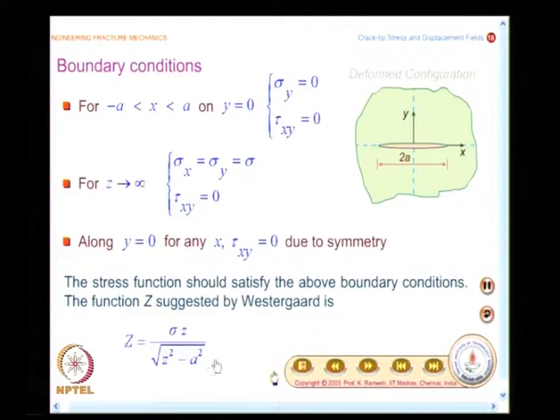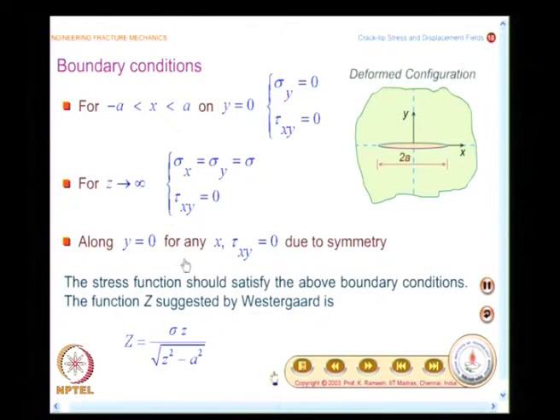So, the beauty of Westergaard's approach is that he had coined the stress function Z. With simple modifications you could get solutions for a variety of problems. In the subsequent discussion also we will keep this as capital Z and get the expression for sigma x, sigma y, tau xy. Later on we will substitute the specific stress function. This is how we will proceed.